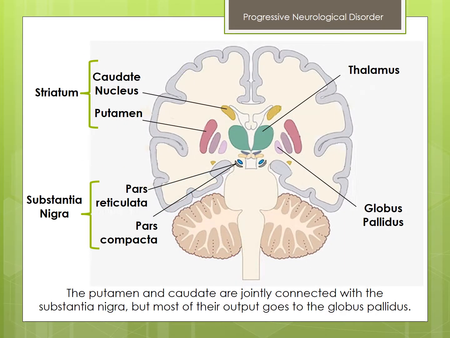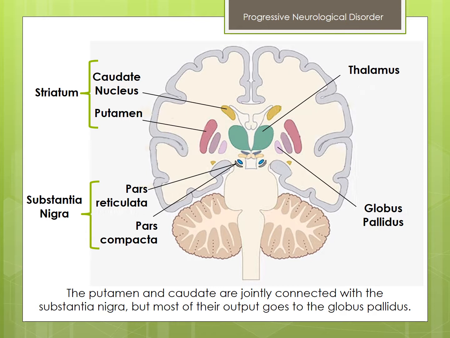So here are the structures that we are going to be talking about, which include the basal ganglia, and they make up the direct and indirect pathway. The direct pathway is the movement pathway, and the indirect pathway is the pathway for stopping movement. It consists of the striatum, which has two parts, the caudate nucleus and the putamen, the globus pallidus, thalamus, and substantia nigra. The substantia nigra also has two parts, the pars reticulata and the pars compacta.